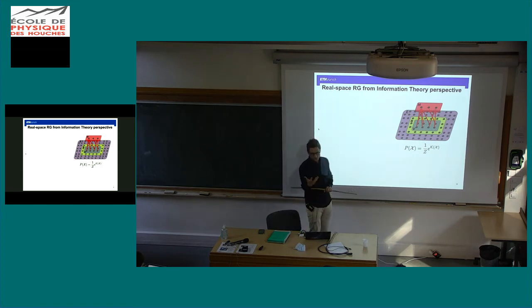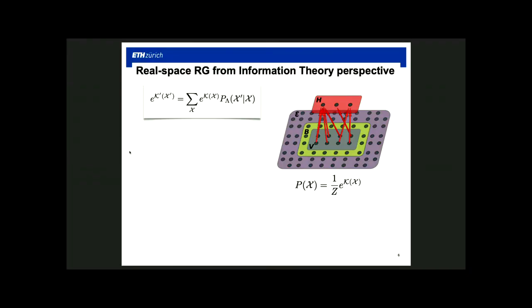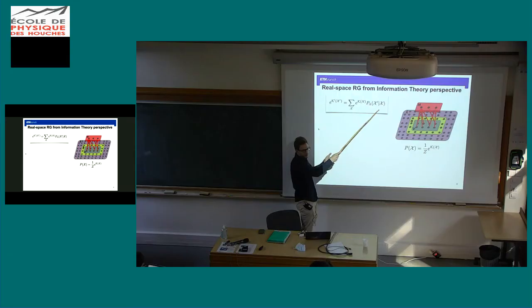So if somebody gives you this coarse graining probability distribution, this RG transformation, if you wish, how can you derive the new effective theory? Well, it's very simple. You take the original probability distribution, you multiply it by the coarse graining transformation on all the blocks, and you trace out over the original degrees of freedom.